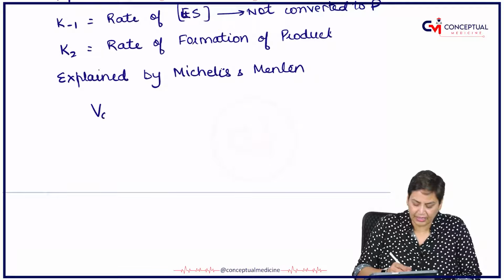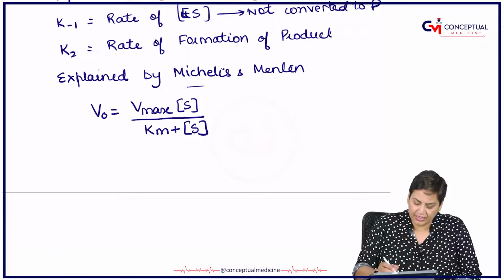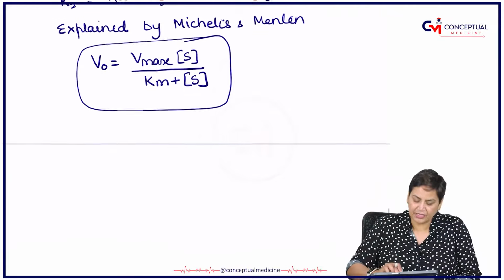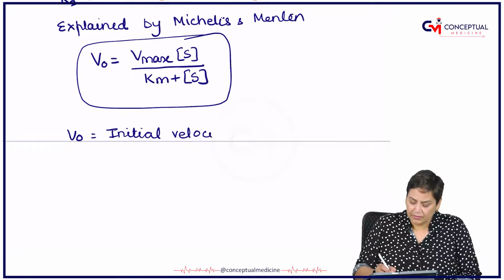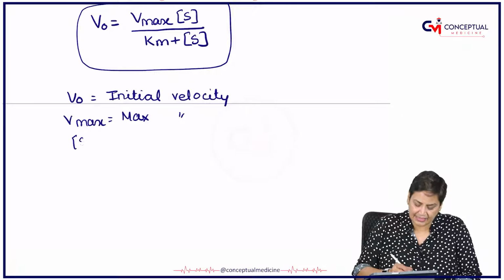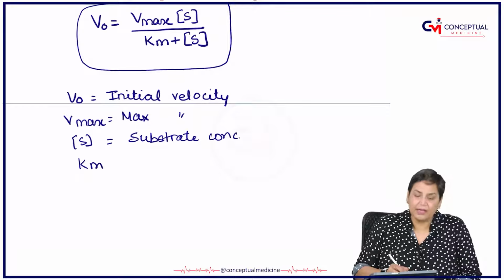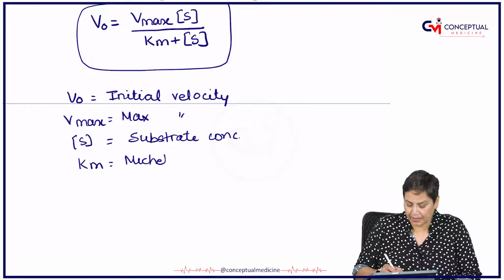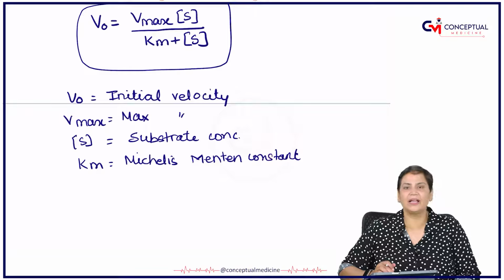They simply said that V0 is equal to Vmax S over Km plus S. This was the equation given by Michaelis and Menten. And as per this equation, V0 is the initial velocity, Vmax is the maximum velocity, S is the substrate concentration, and Km is the Michaelis-Menten constant. So this was the equation given by Michaelis and Menten, and it explained simply the kinetics of the enzyme.